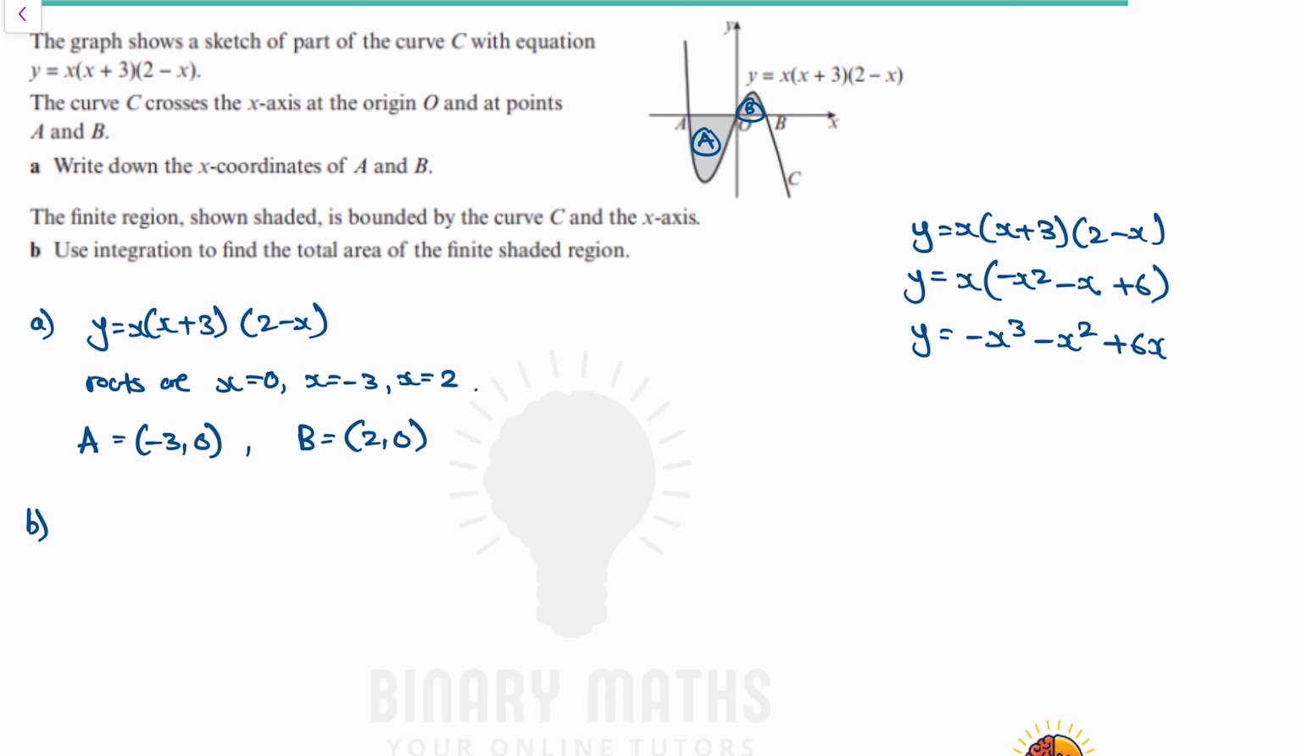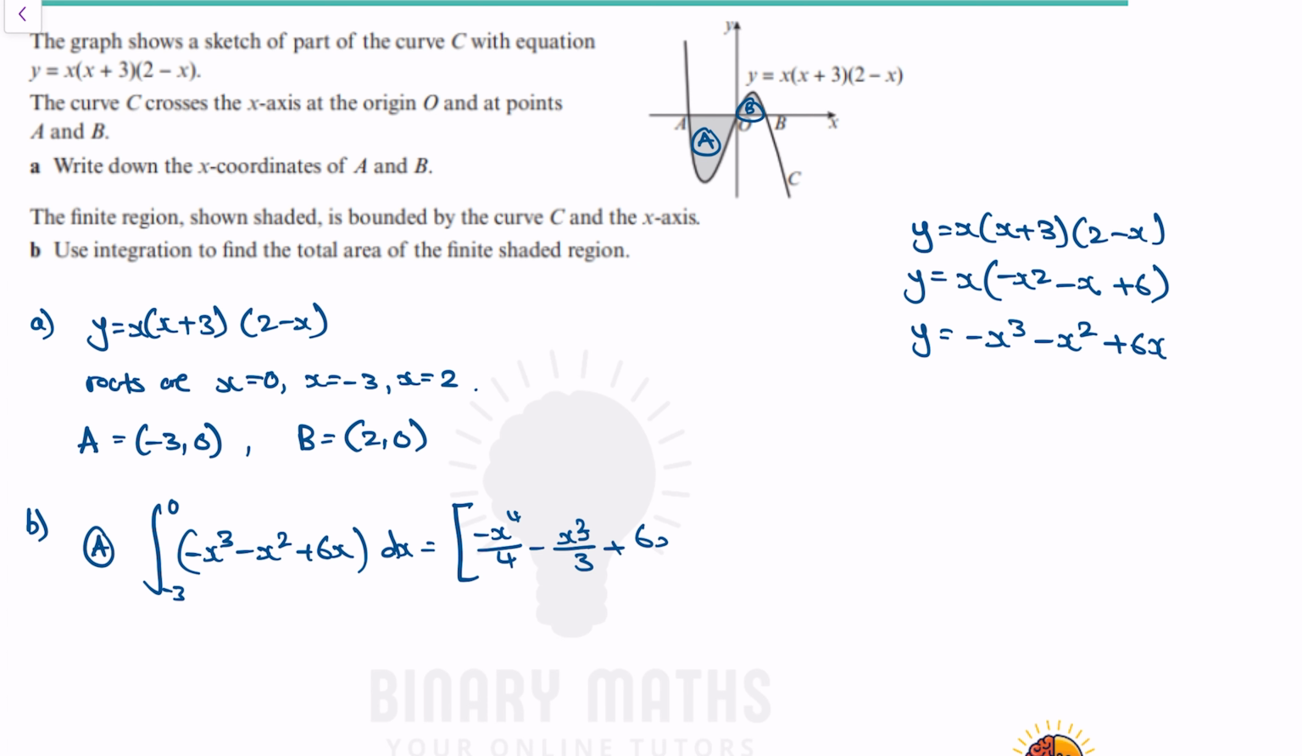So for A, I'm integrating between 0 and minus 3. Minus x cubed, so the expanded form, minus x squared plus 6x, all dx, which is the same thing as minus x to the power 4 over 4 minus x cubed over 3, plus 6x squared over 2. Between 0 and minus 3, substituting in 0 and minus 3.